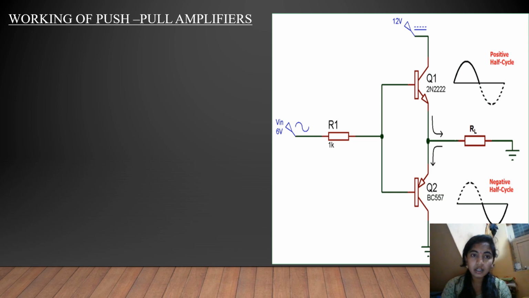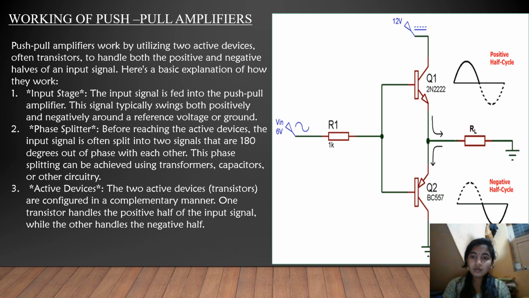Let us see the working of a push-pull amplifier. As I have already told you, there are two half cycles: the first is positive and the other is the negative half cycle. The push-pull amplifier works on two active devices, transistors, used to handle both the positive and negative halves of an input signal. Let us see the basic explanation of how they work.